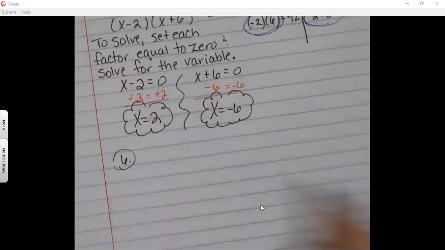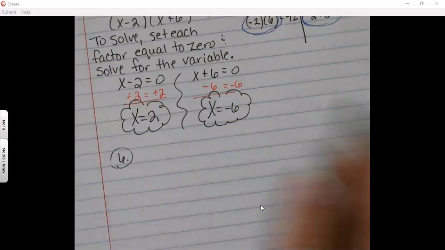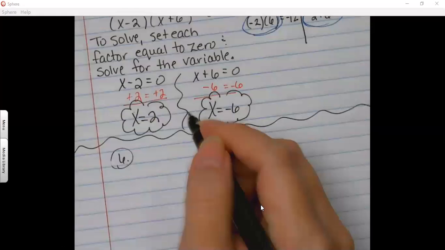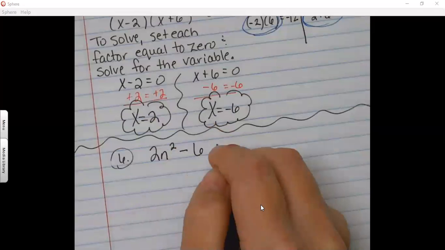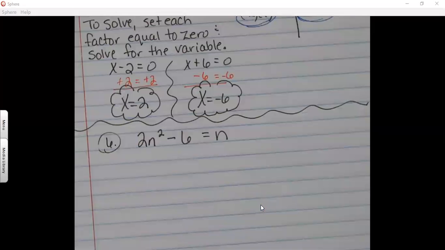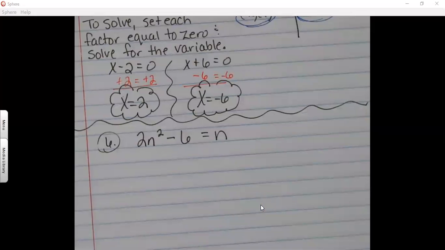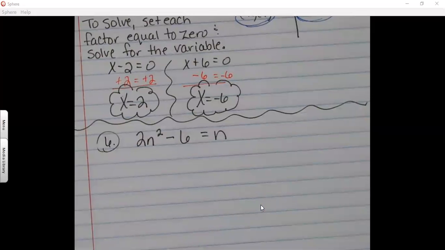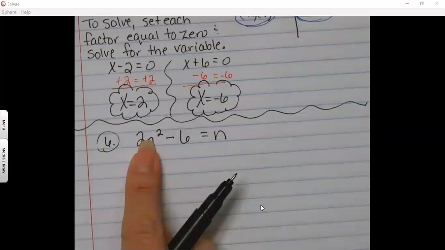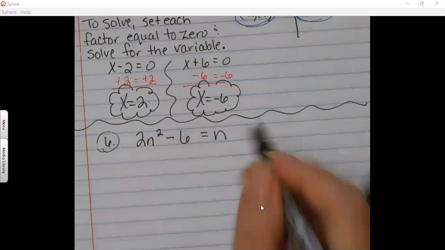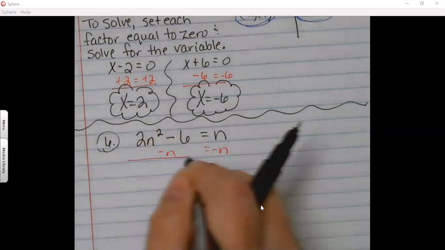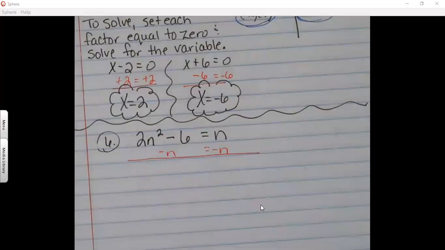So number 6 is 2n squared minus 6 equals n. Same method, solve by factoring. I gotta add what? Let's subtract n. Because my first term's a quadratic and it's positive, we want it to stay a quadratic and positive. So let's bring this n over to the left. So yes, we will subtract n from both sides. So on the right side, n minus n is 0.